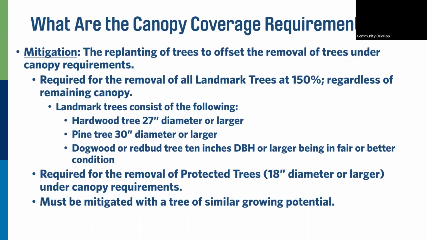And what's the difference between the 2 and 2.5-inch tree? So for some setback mitigations, a 2-inch tree is required. For any other mitigations for canopy coverage, it's 2.5 inches. And that's the caliper size measured about 12 inches from the base of the tree. All right, great. Thank you.